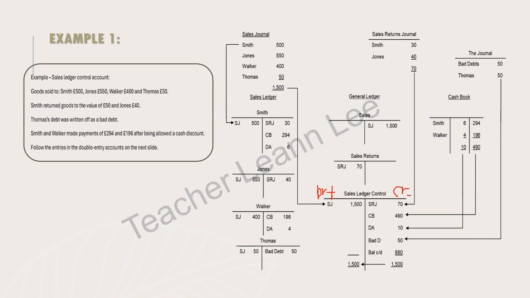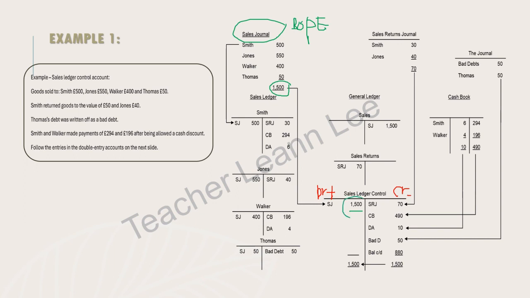From here, this information, as I said, is from the books of prime entry, BOPE, books of prime entry. Which is the sales journal. I'm going to record the total of the credit sales from the sales journal into my sales ledger control account, which is here.